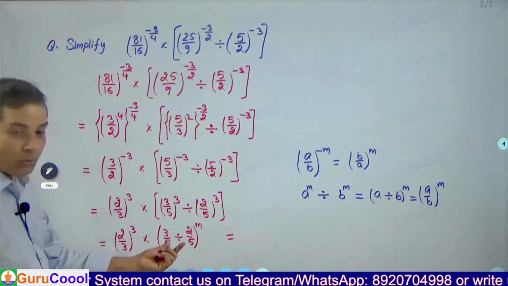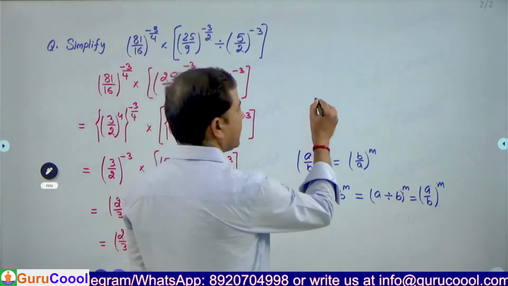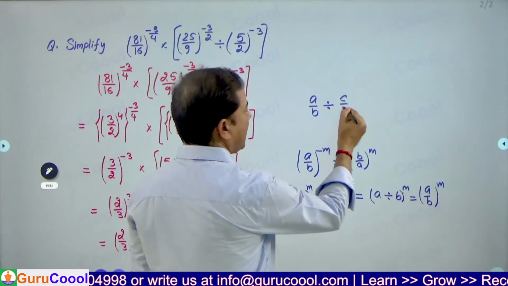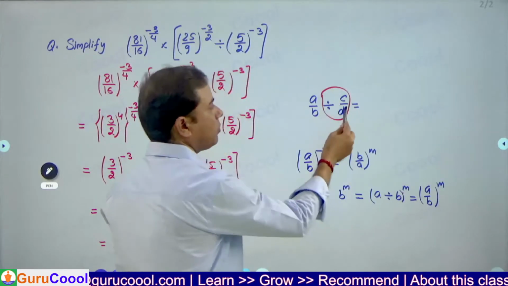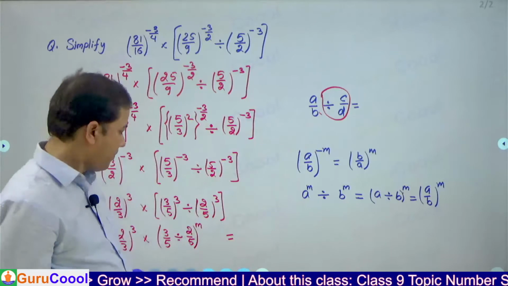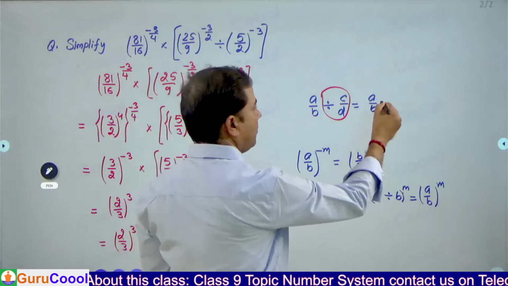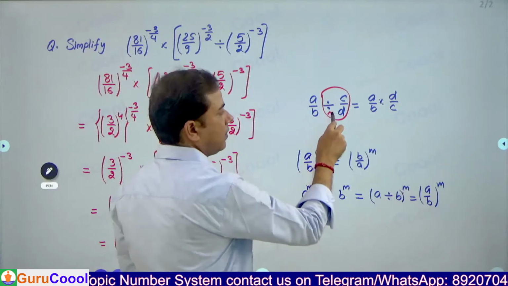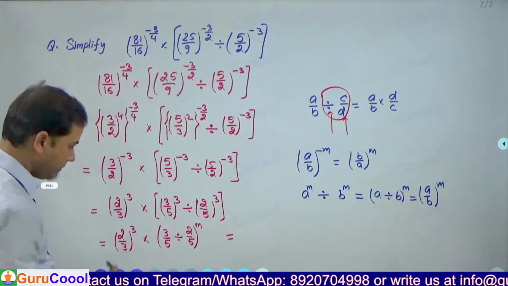Now, how to divide a rational number by another rational number? The rule is this: a by b divided by c by d. You have to make changes in two parts. The divide sign changes into multiply and the second rational number becomes its reciprocal: a by b multiply d by c. The two changes together: one change is the division sign, another is the second rational number. We'll do the same here.